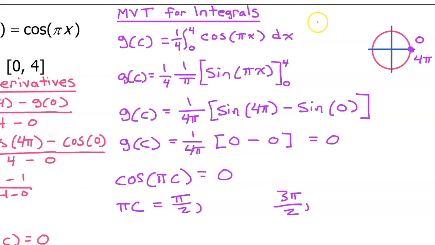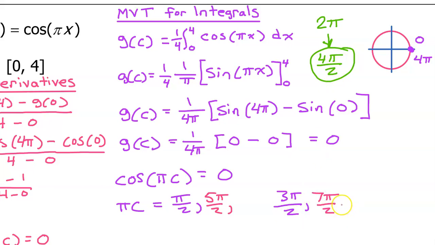We can find additional solutions by adding 2 pi. And 2 pi is the same as 4 pi over 2. I'm thinking of it this way, so we will have like denominators. If I take pi over 2, and I add 4 pi over 2, then I'm going to get 5 pi over 2. If I do 3 pi over 2 plus 4 pi over 2, I get 7 pi over 2. Let's do one more just for fun. If I take 5 pi over 2 and add 4 pi over 2, I'm going to get 9 pi over 2.